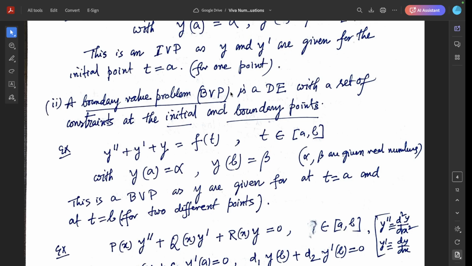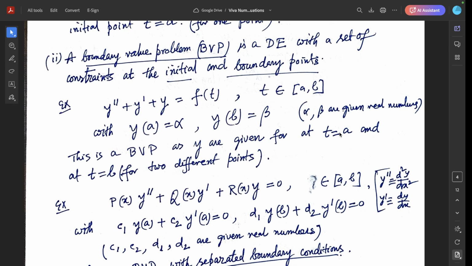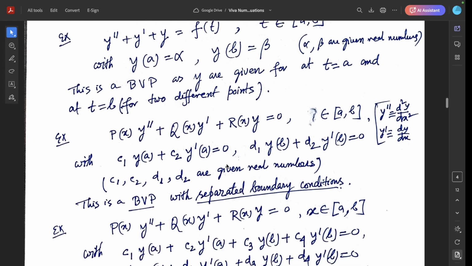A boundary value problem is a differential equation with a set of constraints at the initial as well as boundary points. Example: this differential equation, where y is dependent and t is the independent variable here, with y(a) = alpha and y(b) = beta, where alpha and beta are real constants. So this is a boundary value problem as y is given at the point t equal to a and at t equal to b, two different points.